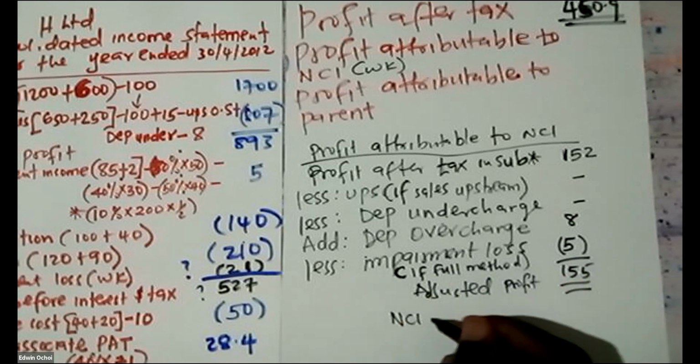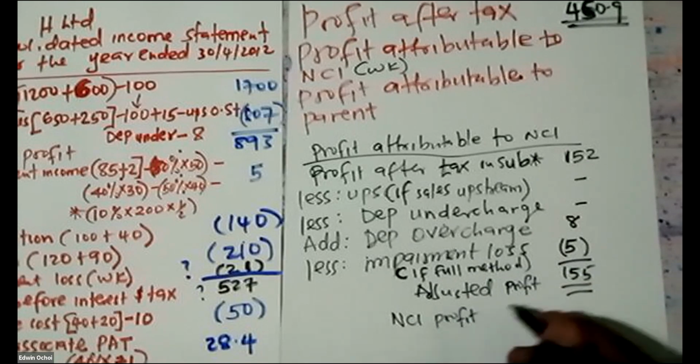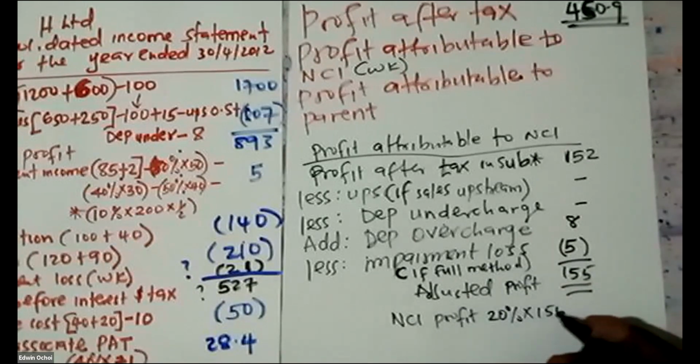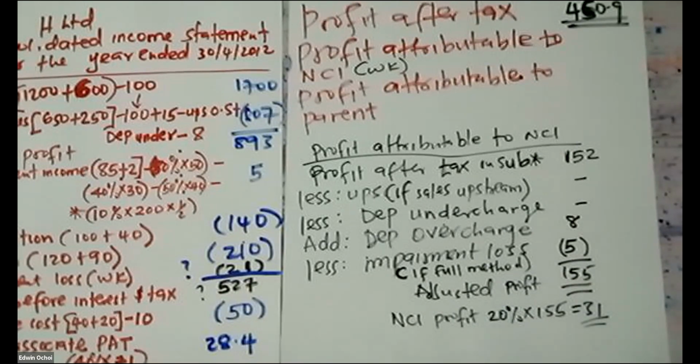So NCI profit is equal to 20% times 155. So 20% was the NCI. So 20% of 155 is 31. So that is 31.